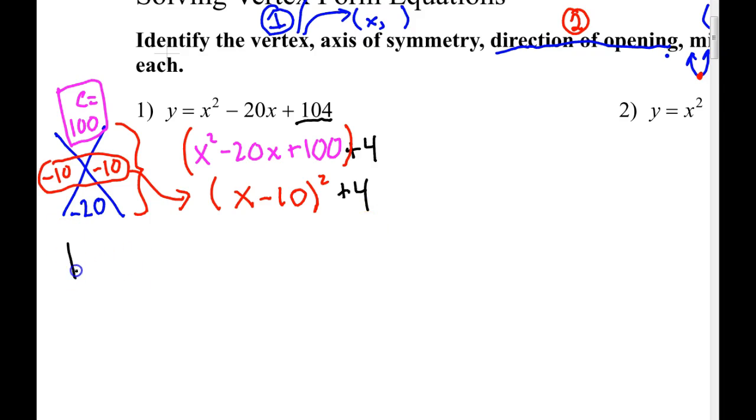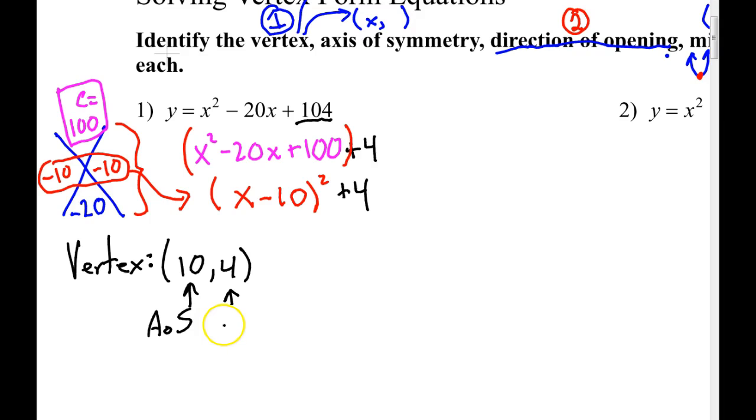So your vertex is now at 10, comma 4. Right? And this is the axis of symmetry. That's right here. X equals 10. That's the middle of your graph. And is this a min or a max? Yeah, it's a min. Right? Because this is positive, so we know it opens up. So wherever the vertex is, it's going to be at the bottom, the lowest point of your graph. So I knew this was a min because it's a positive 1x squared.